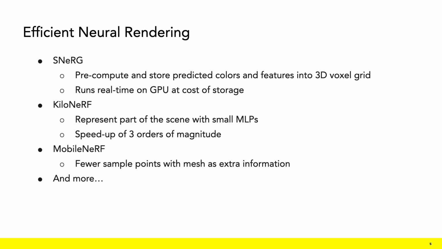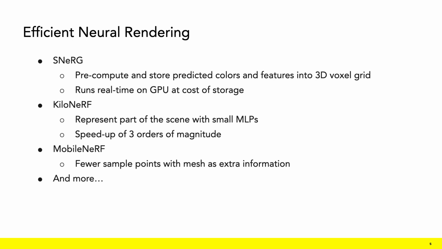Because of the limitations of NeRF, there are many works trying to reduce the latency of neural rendering. For example, SNeRG uses a 3D voxel grid to store the predicted colors and the features. On the other hand, KiloNeRF uses a divide-and-conquer strategy to represent part of the scene with a small network. And MobileNeRF uses meshes as extra information for the rendering.